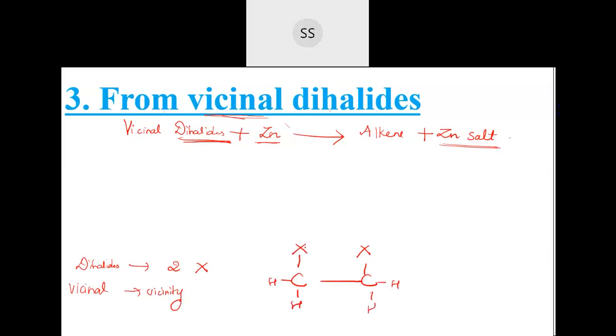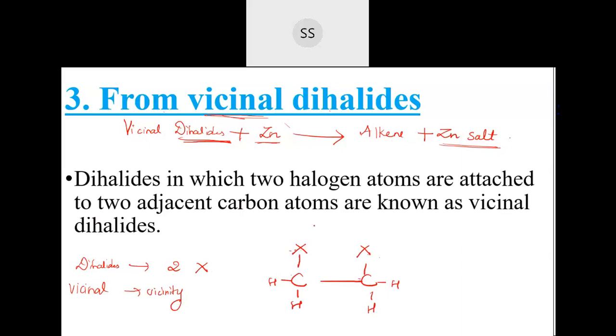So if two halogen atoms are attached adjacent to each other, if they are neighbors of each other, then we call them vicinal dihalides. A dihalide where two halogen atoms are attached to two adjacent carbon atoms. You can see I have taken them as X, and X can be any halogen atom: chlorine, bromine, or iodine as well. So this is about vicinal dihalide.